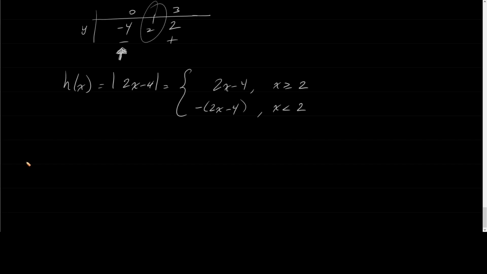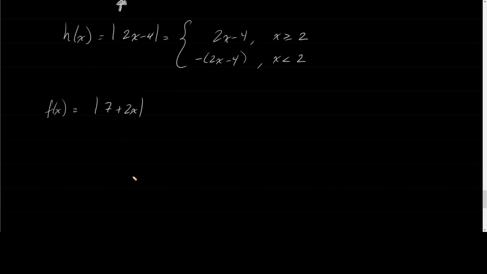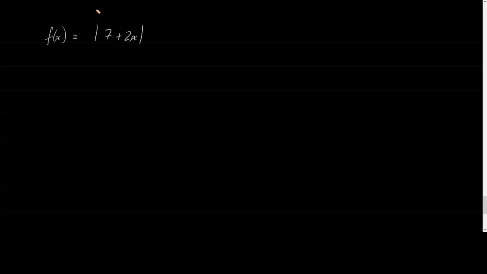Let's say that I had f of x being equal to the absolute value of 7 plus 2x, right? So what were the steps? Again, first was find the intercept. So the x-intercept is when y is equal to 0, and because we're setting it to 0, again, we just end up with one equation. So we end up with x equals -7/2, right? Subtract 7, divide by 2.